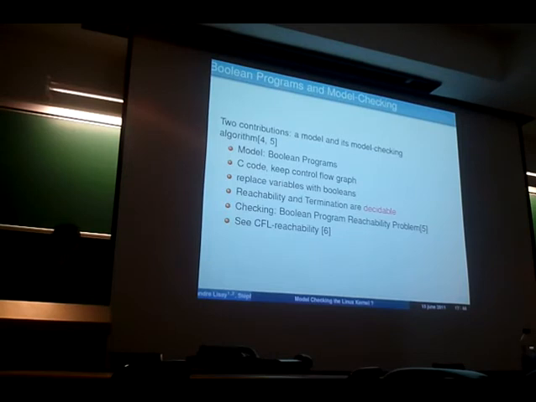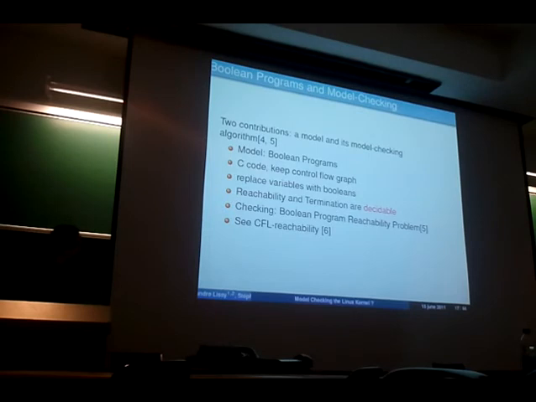In those two papers there are two main contributions: a model and its model checking algorithm. The model is a Boolean program, and it's pretty easy to understand. You keep the control flow of the program, you keep all the variables, but you change them to Boolean variables. And it gives you a Boolean program which has two interesting properties: reachability of a label and termination are decidable in this context. So we can do some checking.